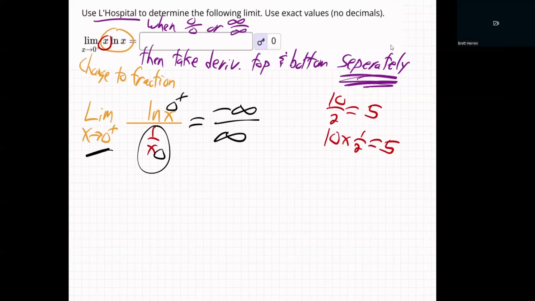Because remember, when the bottom of a fraction goes to 0, I have like 1 over 0. A fraction means bottom into top. Well, 0 goes into 1 infinite times. So I'm getting infinity over infinity. Don't worry about negative, positive, whatever.